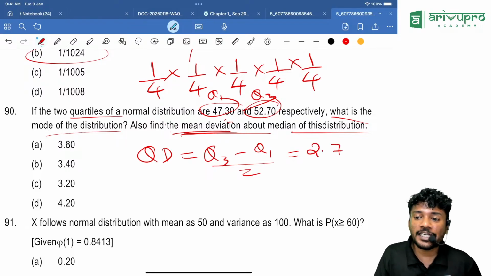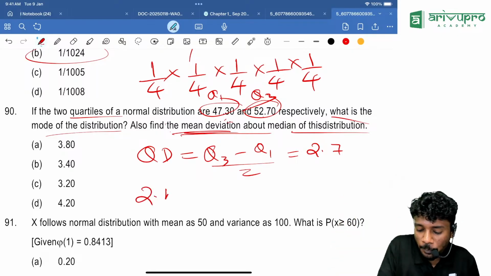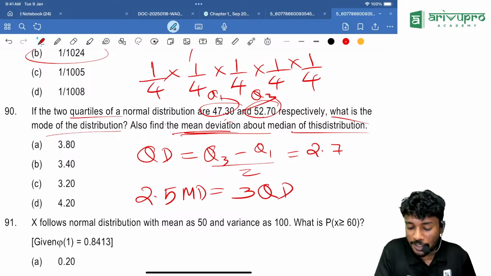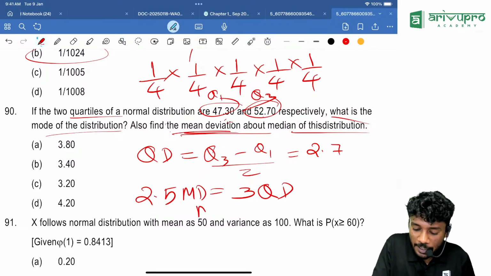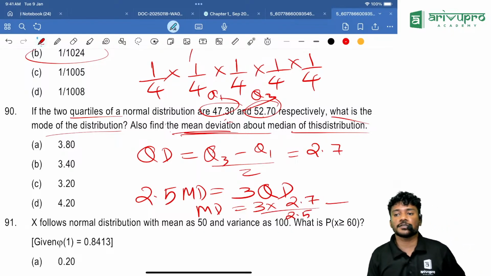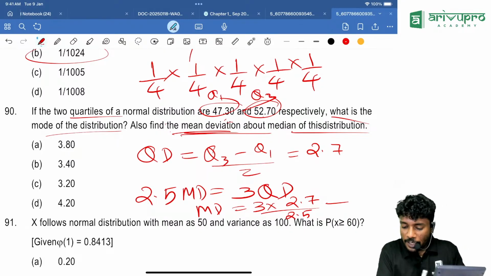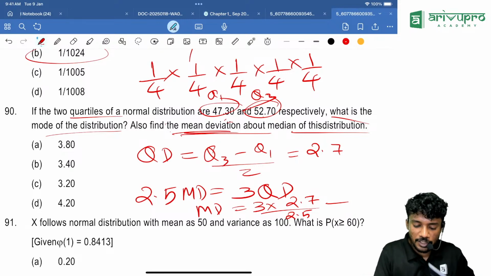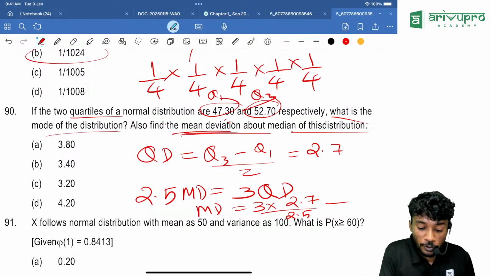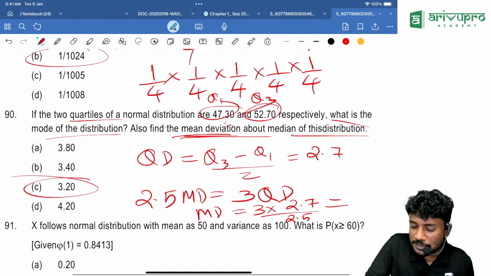Now, how many QTs are there, people? 3 QTs. That means 2.5 MD is equal to 3 QD. MD is how much? MD is equal to 3 into 2.7 divided by 2.5. How much is the answer? Take it. 3 into 2.7 divided by 2.5. How much is it? 3.24 approximately. Option C, 3.2 is our answer.